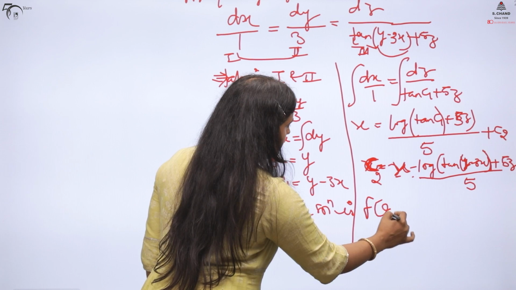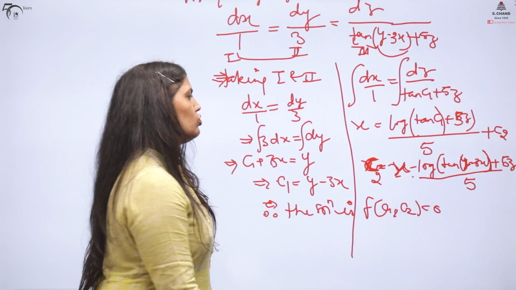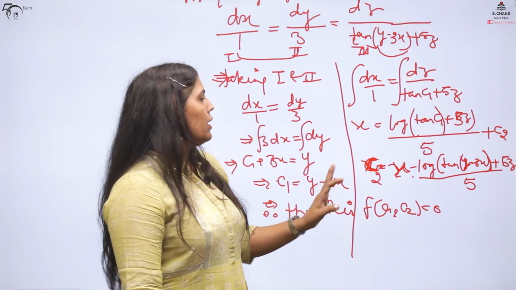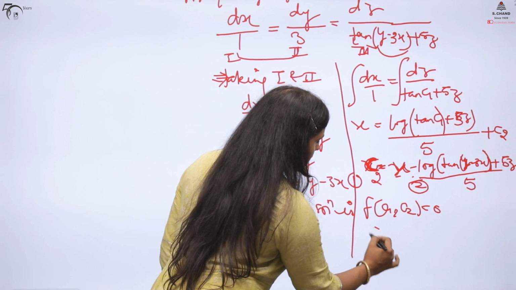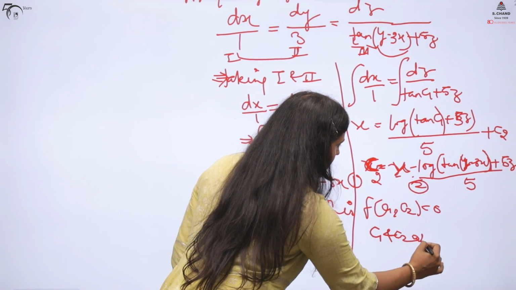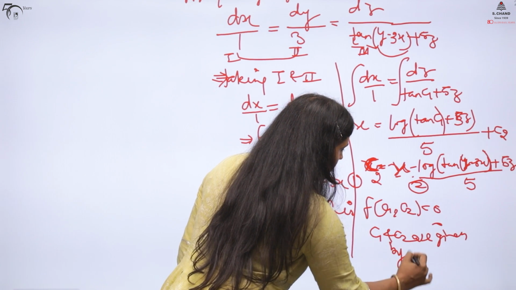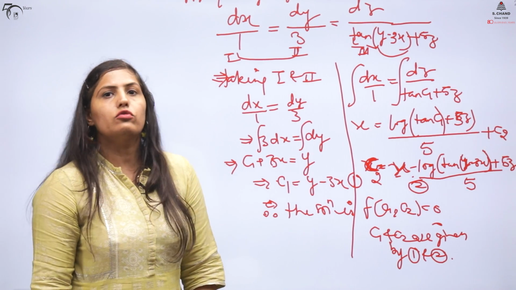f of C1 comma C2. Write up the values of C1, C2 and you will get the solution, or you can just leave it here also, simply referring to C1 and C2 as given by 1 and 2. This is another way you can write the equation or the solution.